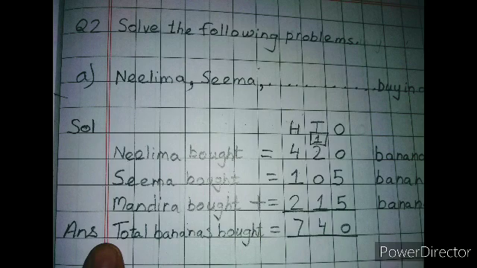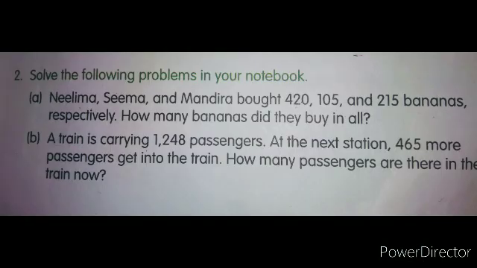Students, now you all have to write the solution of this question in the similar manner which I have shown you in notebook. Now we will move to our next question, question number 2, B part. So what is it on page number 39 in book? A train is carrying 1248 passengers. At the next station, 465 more passengers get into the train. How many passengers are there in the train now? So already there are some passengers, and on next station some more get into the train. So we have to find out how many passengers are there in train in total now.